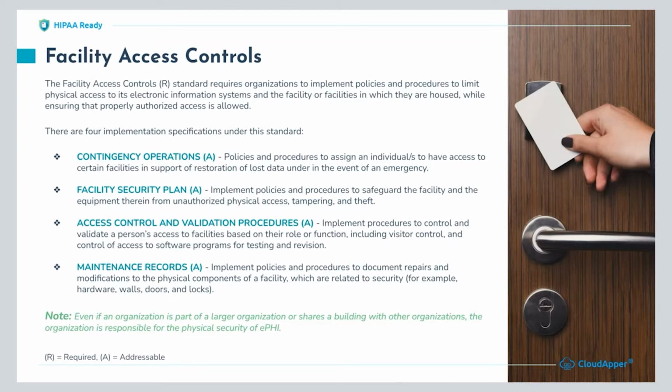Maintenance records are implementing policies and procedures to document repairs and modifications to the physical components of a facility which are related to security. For example, hardware, walls, doors, or even locks. It is to be noted that even if an organization is a part of a larger organization or shares a building with an organization, the other organization is responsible for the physical security of EPHI.